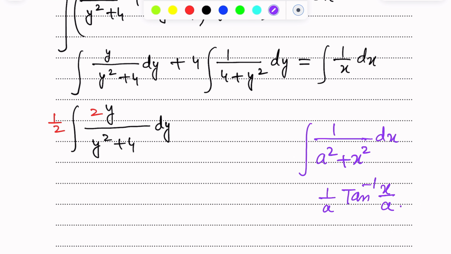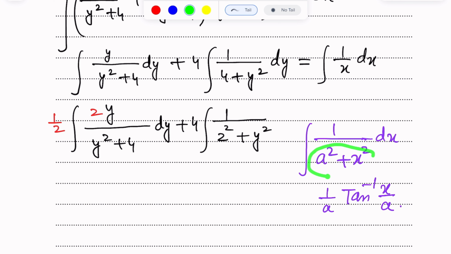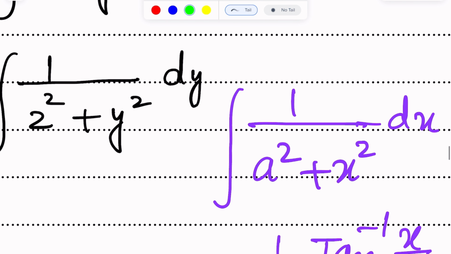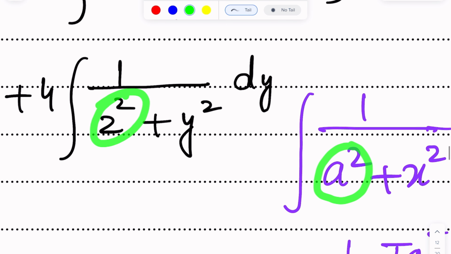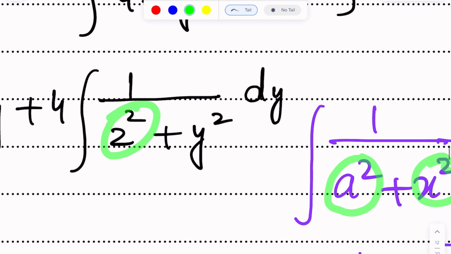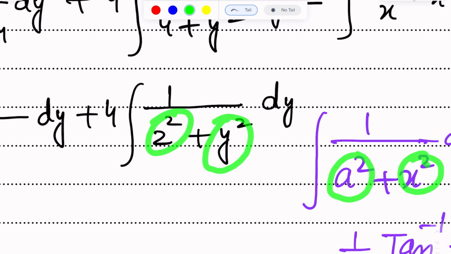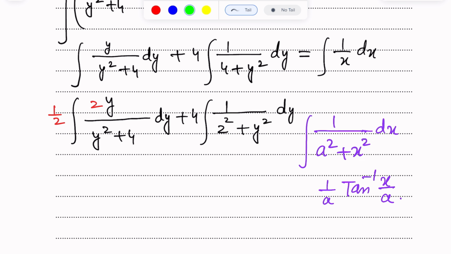So first of all, we will write 4 as 2 square plus y square. Now clearly the format is the same, with respect to y. Now in place of a there is 2, and in place of x the variable here is y. So we are using this formula.